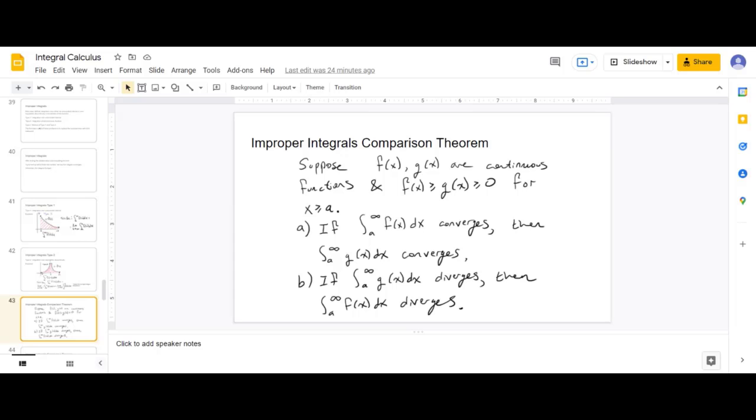So if the bigger function converges, then the smaller one will have to converge because the integral of the smaller one will be smaller than a finite number. And that would also have to be a finite number since they're greater than 0. And then they flip it for the next one, right? If the smaller one diverges, then the bigger one has to diverge.